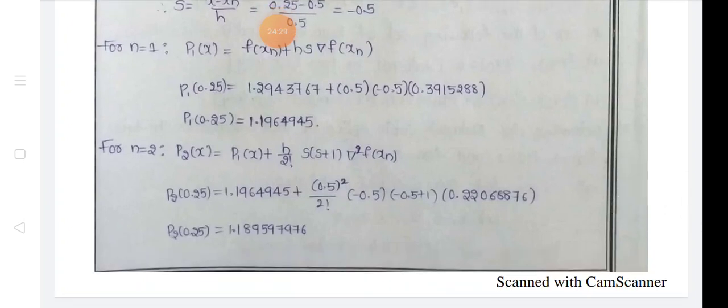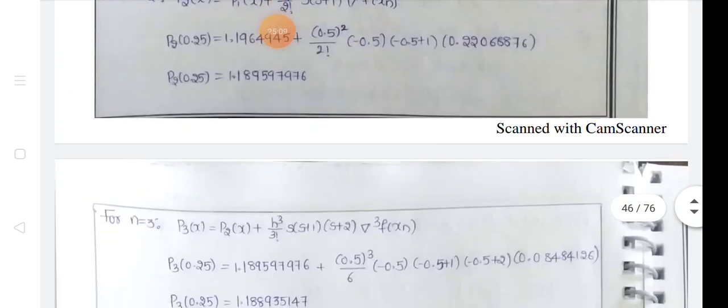For n equals 2, p2 of x equals p1 of x plus h square by 2 factorial s into s plus 1 del square f of xn, and put x equals 0.25. p2 of 0.25 equals 1.1964945 plus 0.5 whole square by 2 factorial into minus 0.5 into minus 0.5 plus 1 into 0.22068876. After simplifying, we get the value p2 of 0.25 equals 1.189597976.